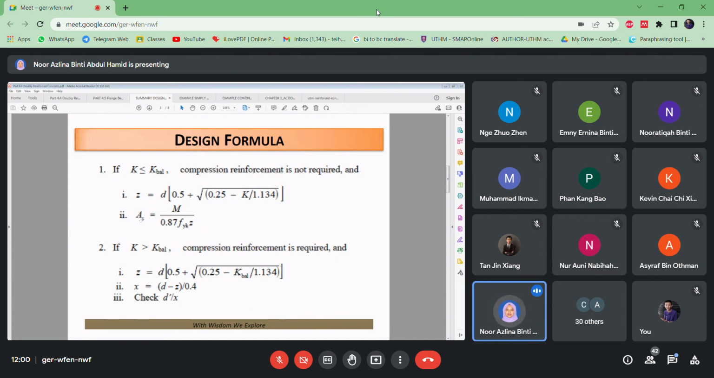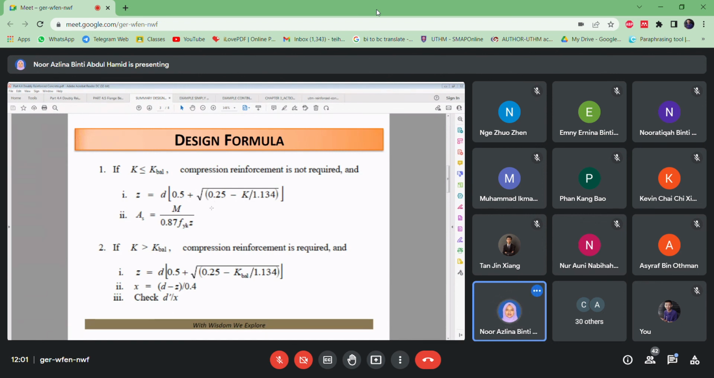But once the K more than the K balance, you kena provide compression reinforcement. Once you have compression reinforcement, mestilah ada AS prime, mestilah ada D prime. So then you can do the checking D prime. Ini pun nanti the first one here pun you need to do the checkings, right?